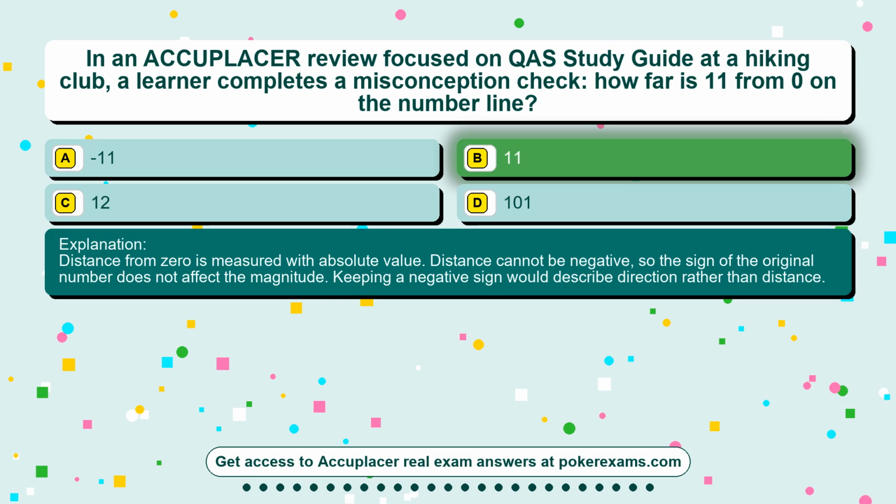Distance from 0 is measured with absolute value. Distance cannot be negative, so the sign of the original number does not affect the magnitude. Keeping a negative sign would describe direction rather than distance.